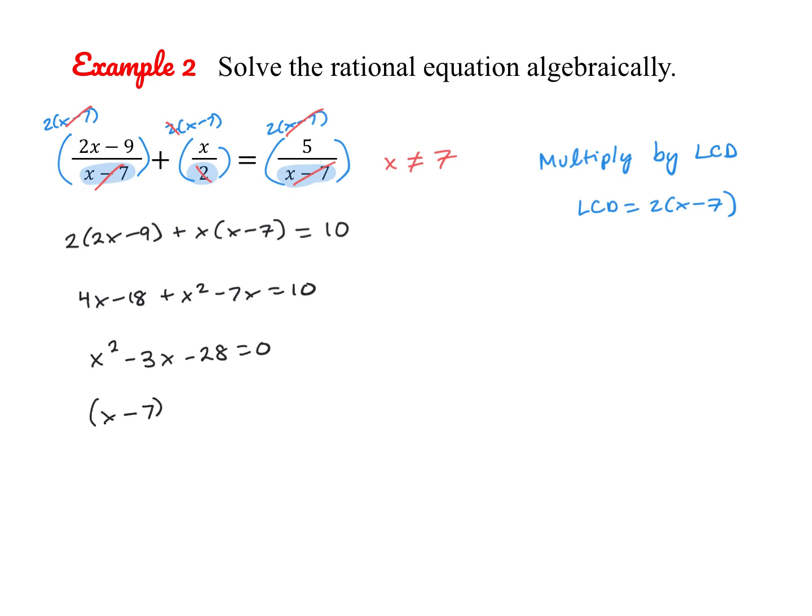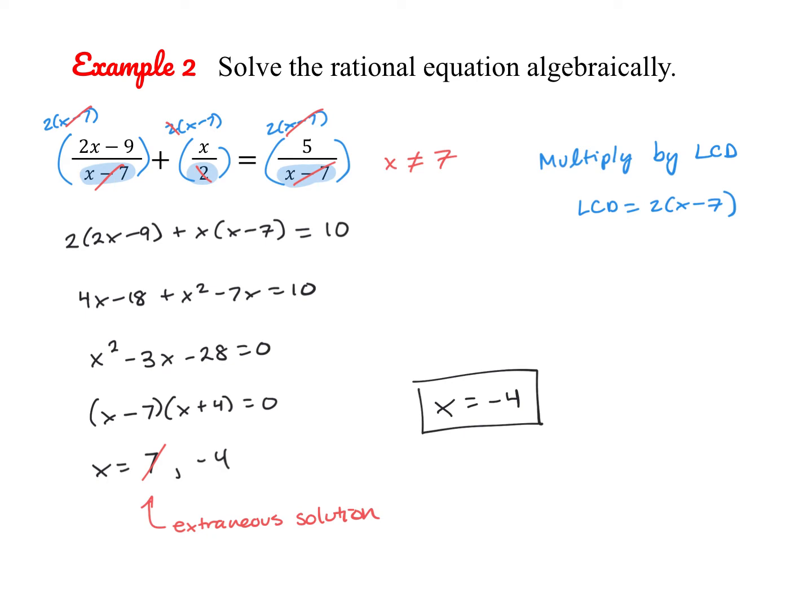So x minus 7 times x plus 4 equals 0. So we get x equals 7 or negative 4. But again, checking for our excluded values, we see that x cannot equal 7. So again, we have an extraneous solution, so it is not part of our final answer. So our only answer is x equals negative 4.